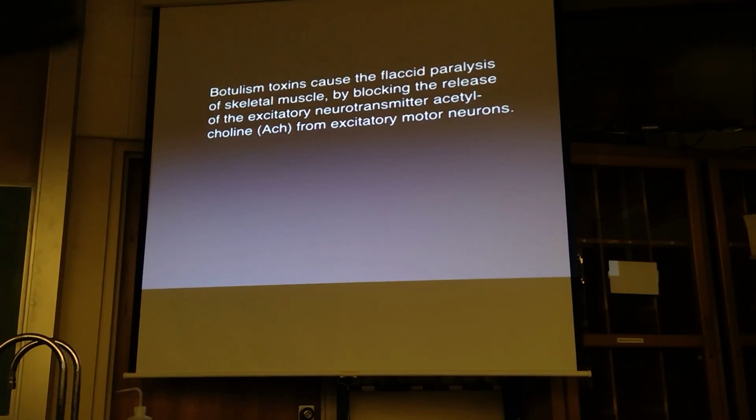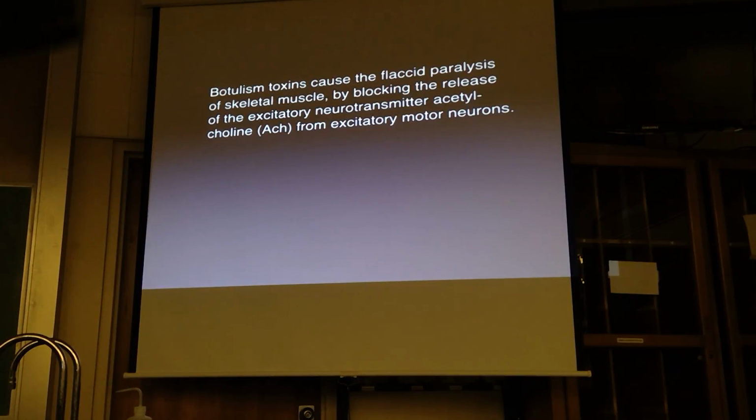The botulism toxins, as I said, cause flaccid paralysis, but they don't act on muscles either. They act on excitatory neurons, and they block the release of the excitatory neurotransmitter acetylcholine. Acetylcholine has to be released in order for skeletal muscle to contract. So if you can't release that transmitter, your skeletal muscles do nothing. And that's what happens under the influence of botulism toxins.